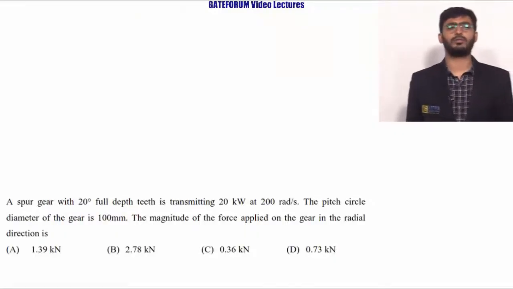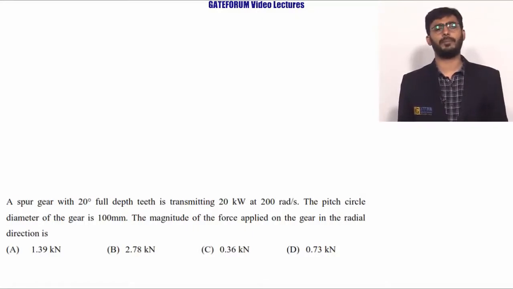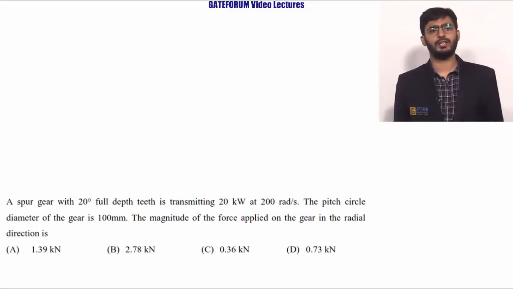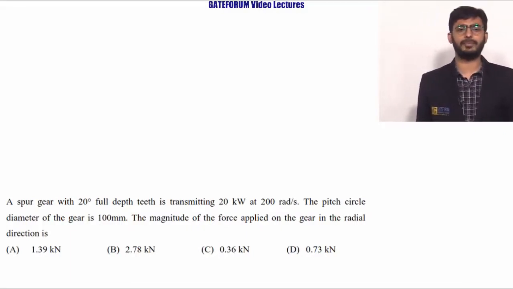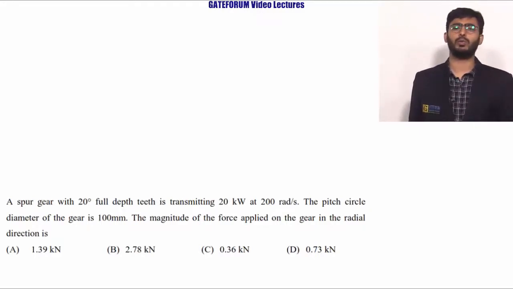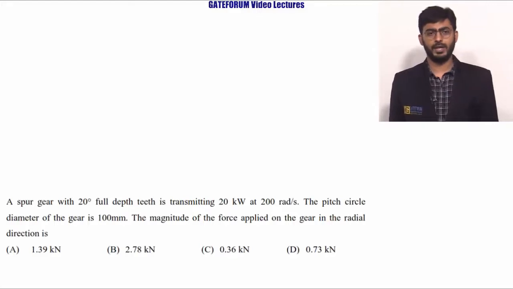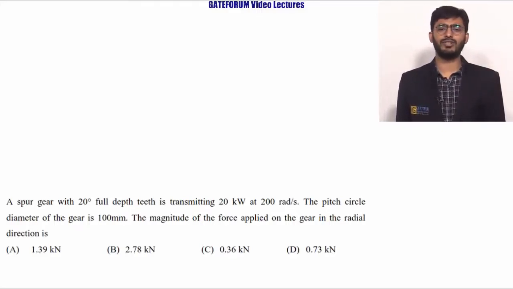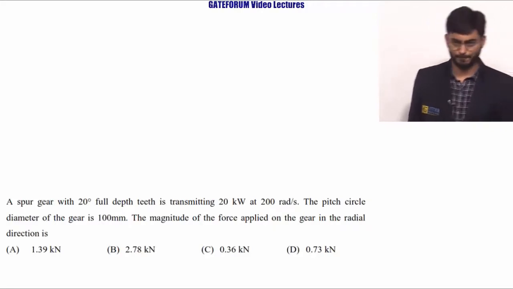This question belongs to design of machine elements from the topic Spur Gears. This is also a simple question. A spur gear with 20-degree full depth teeth is transmitting 20 kilowatts at 200 radians per second. The pitch circle diameter of the gear is 100 mm. The magnitude of force applied on the gear in the radial direction is dash.